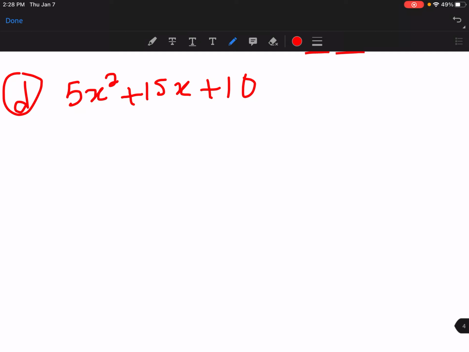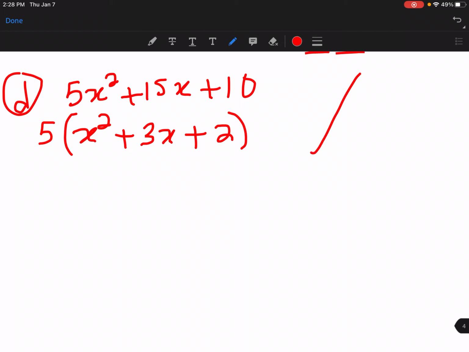The first thing that you always want to do is see if there's anything you can factor out, or you can try to see for all three terms, is there any number that you can multiply both of them by. In this case, we can see that 5 is divisible for all of them, so I'm going to factor out a 5. When I factor out a 5, 5 divided by 5 gives me 1, so I'm left with x squared plus 15 divided by 5 is 3, so 3x plus 10 divided by 5 is 2. Then once I have this, I'm left with, in parentheses, x squared plus 3x plus 2.